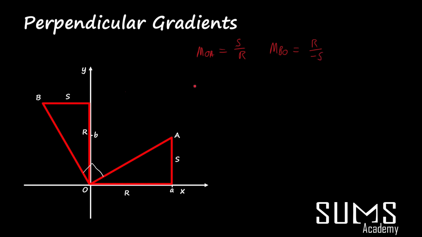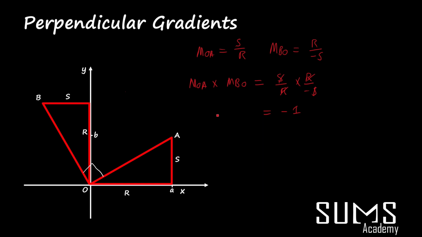So what will happen if we multiply these two together? If we multiply these two together, we're going to get a constant value, which you'll see in a second. M_OA times M_BO is equal to S over R times R over minus S. The R's cancel and the S's cancel, so all we're left with is negative 1.